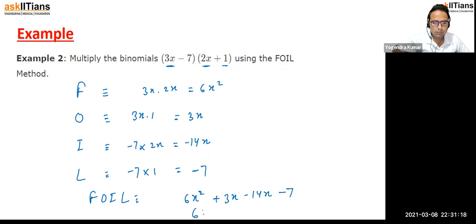So finally, what is the answer? 6x square, like terms. I said like terms we need to add. So minus 11x and minus 7. This is our answer. Right? I hope you are getting it. If any doubt is there, you need to clarify your doubt. I hope you got it. This is a pretty simple method. So we need to apply the FOIL method like that.